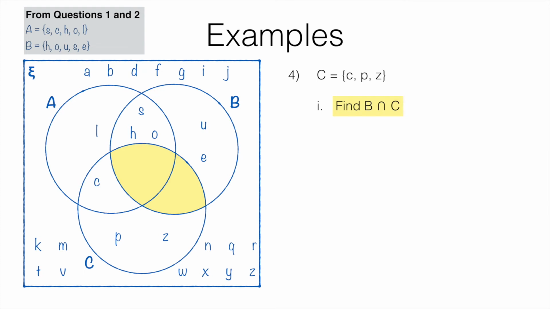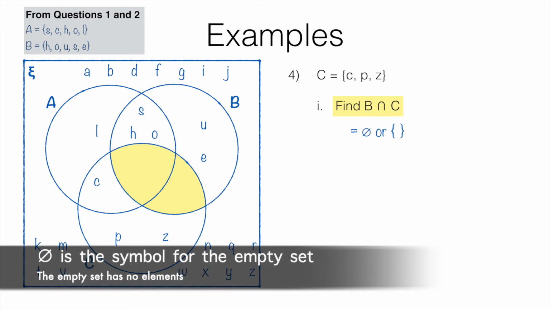Now you'll notice that this region has no elements. There are no letters in here. So the intersection of B and C, this particular set itself, is actually just the empty set. Now we most often use this symbol for the empty set, but you could also use a pair of curly brackets with nothing in between.